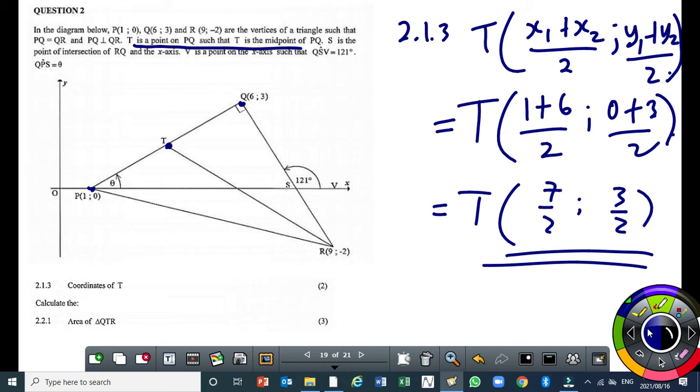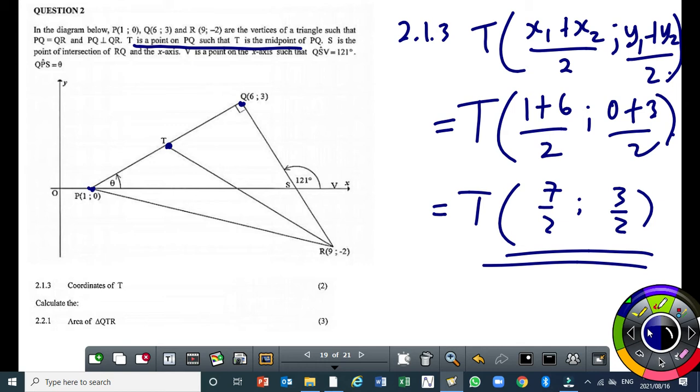So if you want to calculate the area, you might need the length. Now, do we know any length there? We don't know. But the good thing is, we covered the length of PQ. Point T is a midpoint. Therefore, TQ is half of PQ. So we can get that. Then we need the length of QR. So I'm going to calculate the length of QR.